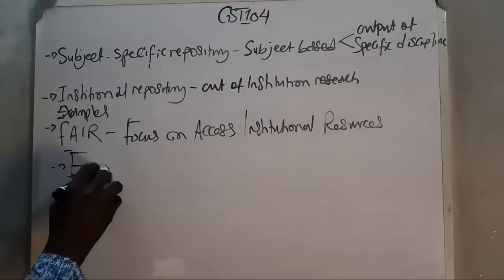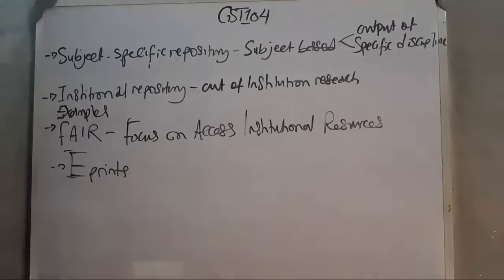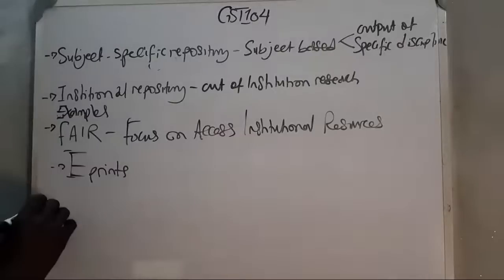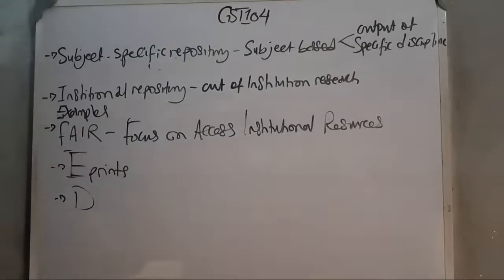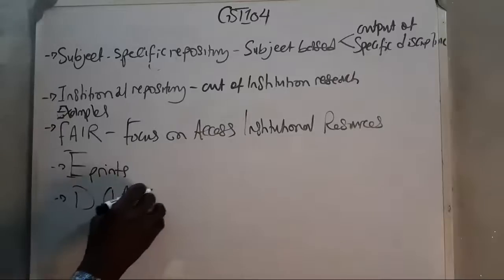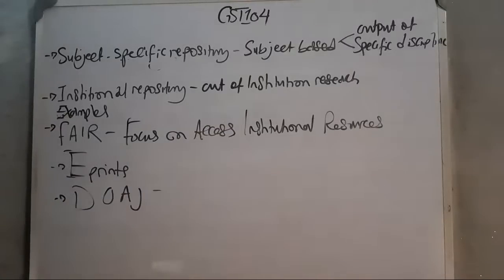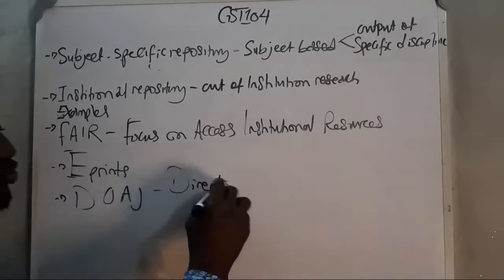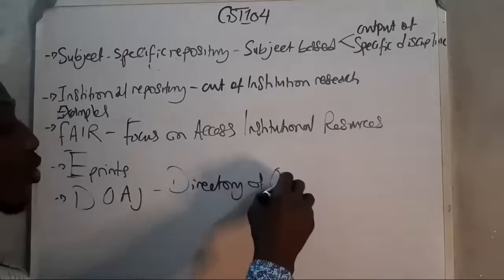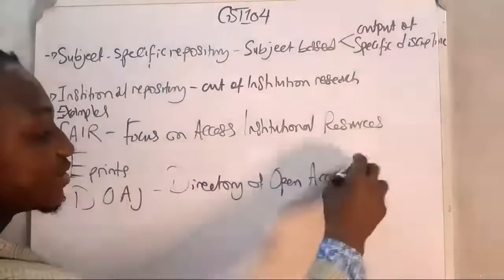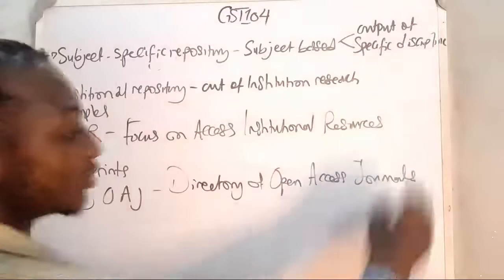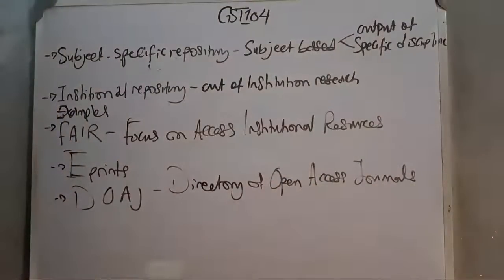And we have the likes of e-prints, electronic prints, and we have them in their numbers. And we have DOAJ. DOAJ here stands for Directory of Open Access Journals. And we have that as that.